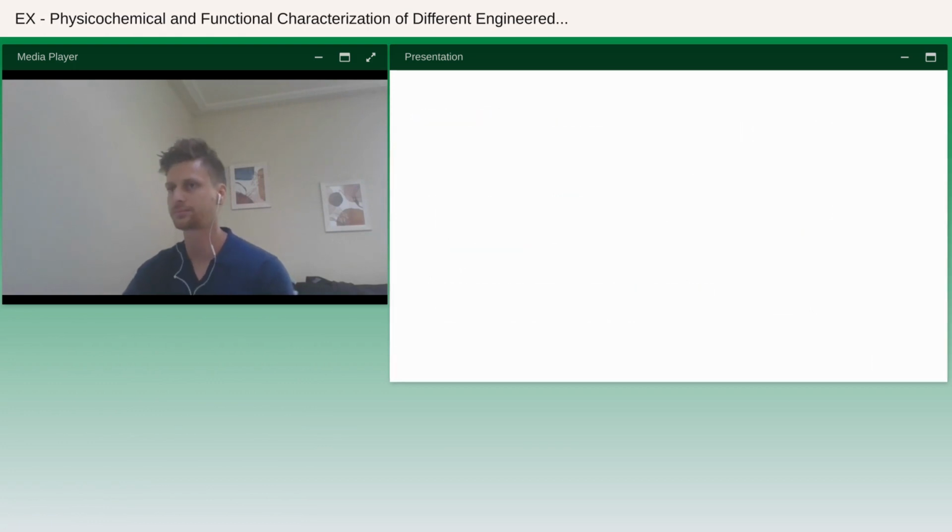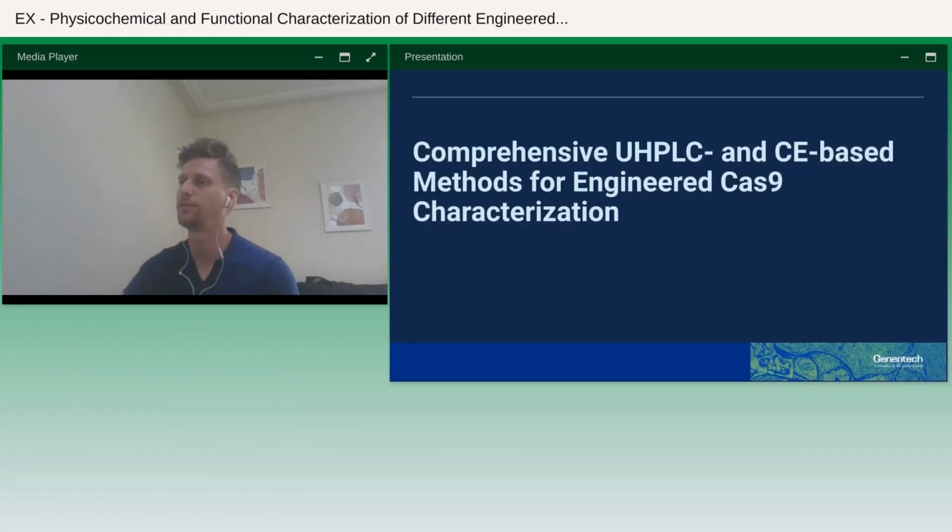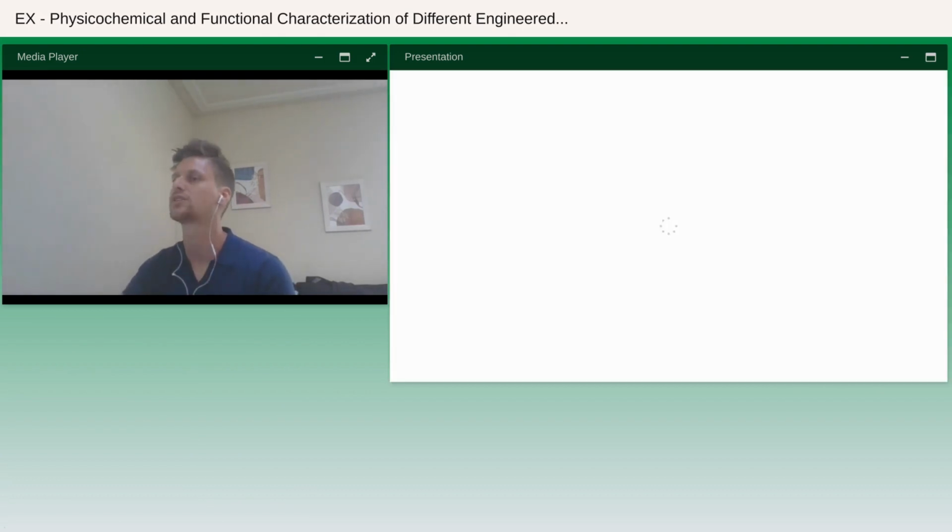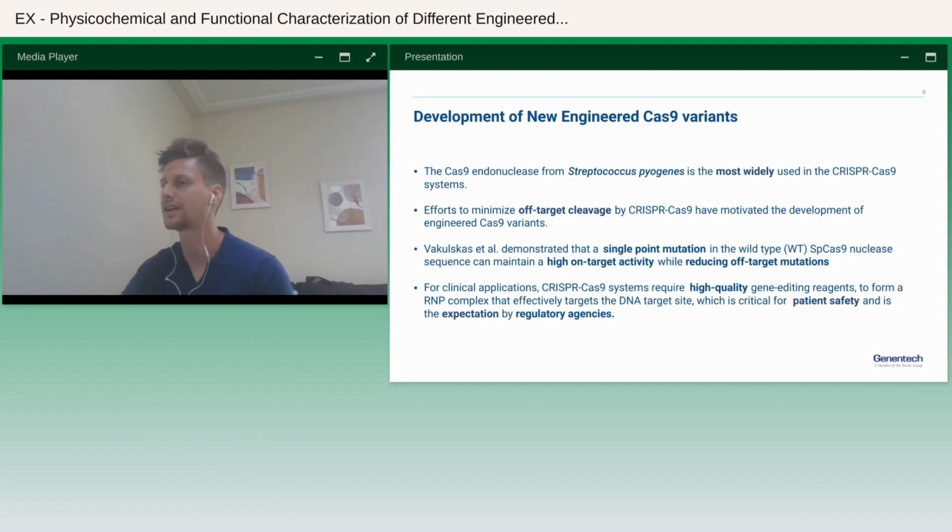So the first part of my talk will be about all the different methods that we can use to characterize the Cas9 variants. The Cas9 endonuclease from Streptococcus pyogenes is the most widely used in the CRISPR Cas9 system. But over the last years, there has been some effort to minimize off-target cleavage, so basically the unwanted mutations that can be caused by CRISPR Cas9. And for that, we have a lot of ongoing effort to develop engineered Cas9.